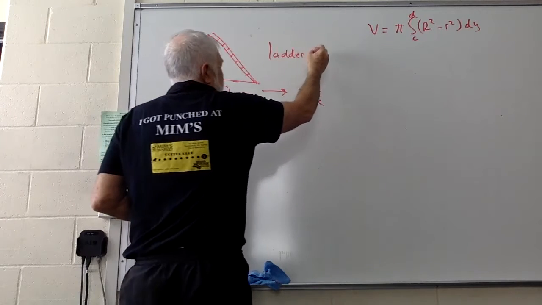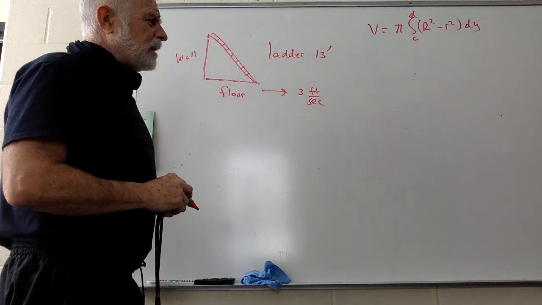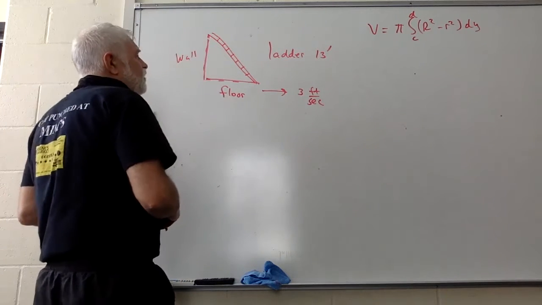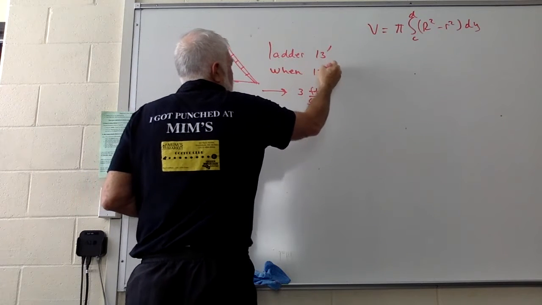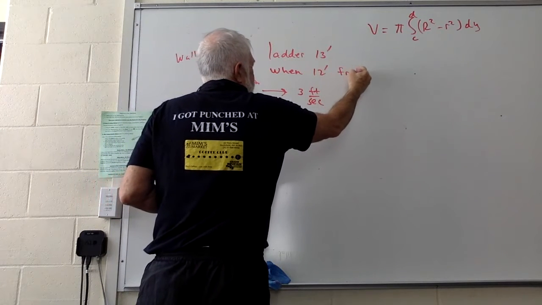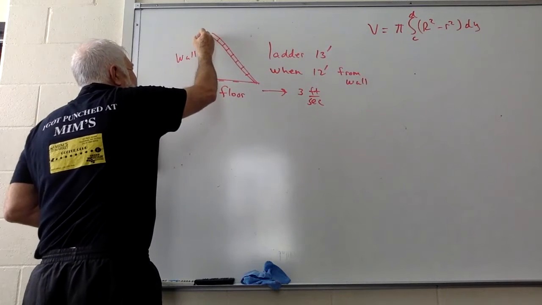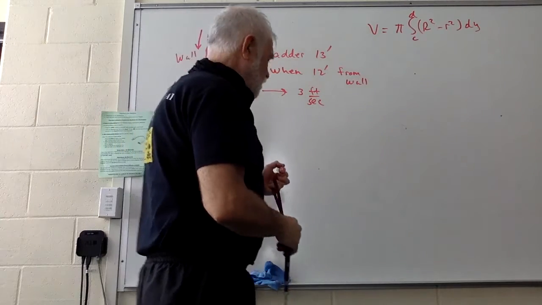Ladder is 13 feet long, and at the instant that the ladder is about 12 feet from the wall, when 12 feet from the wall, at what rate is the ladder coming down the wall? All right, you pause the video, give it a go.